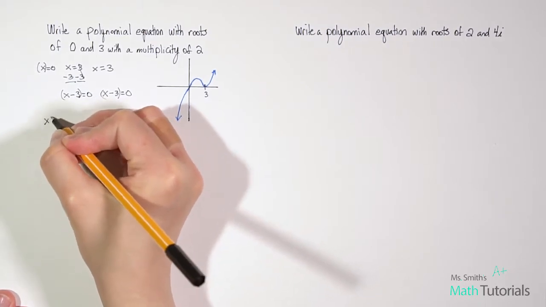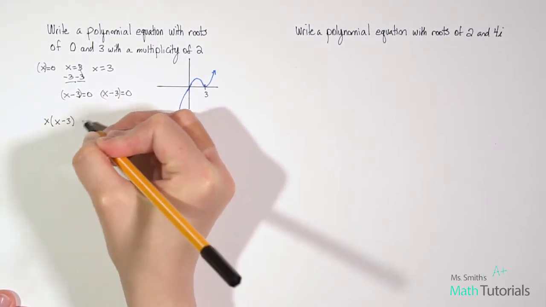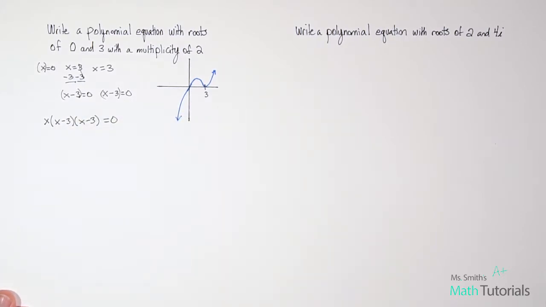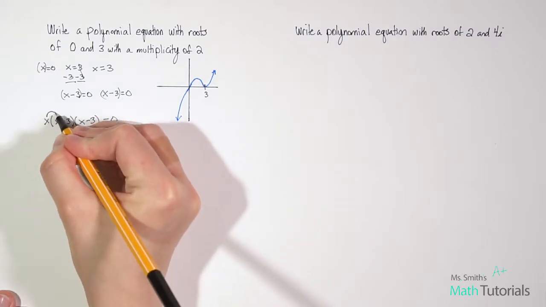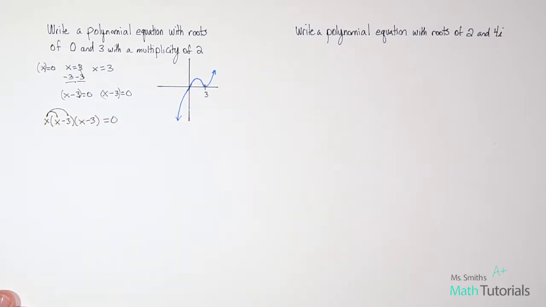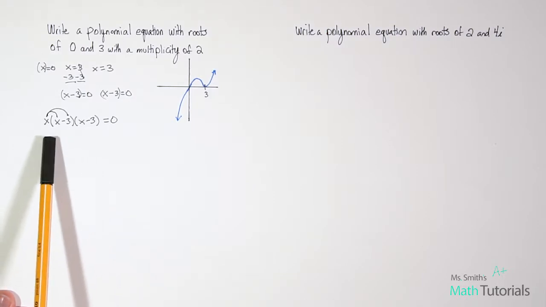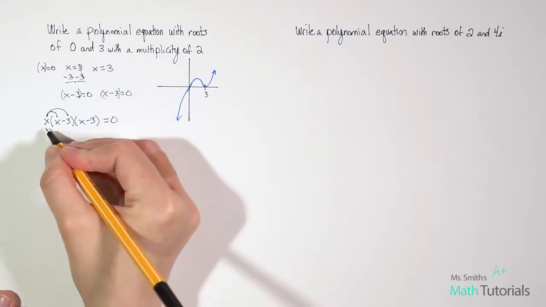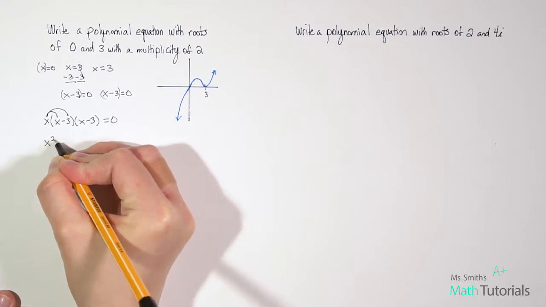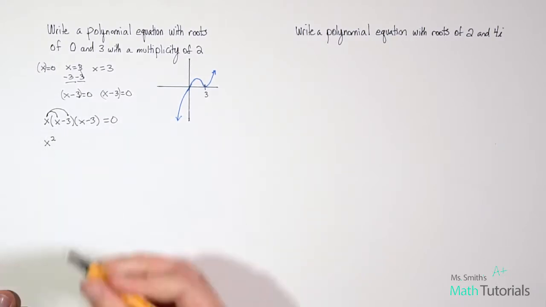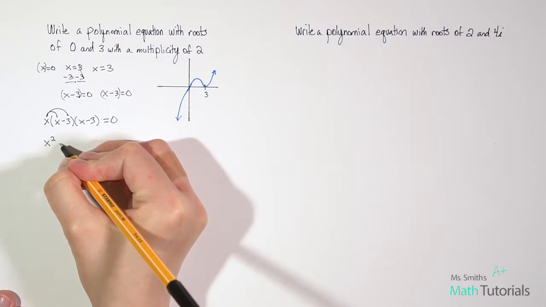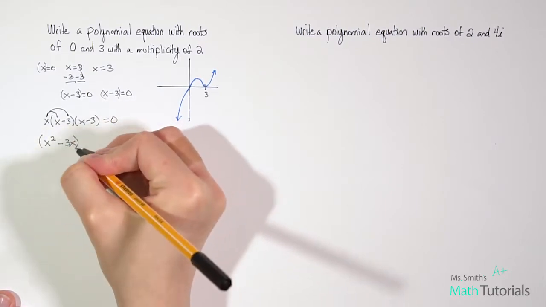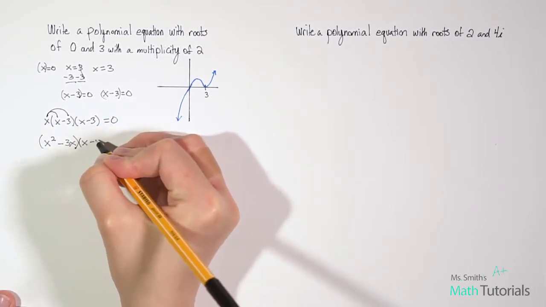We have an x times an x minus 3 times an x minus 3 equals 0. It's definitely going to be easiest to just distribute this x in to this binomial first, and then once we get that answer, we'll multiply whatever we get by our second binomial of x minus 3. X times x is x squared, and x times negative 3 is negative 3x. And so now we're going to take that factor and we're going to multiply it by that second x minus 3.